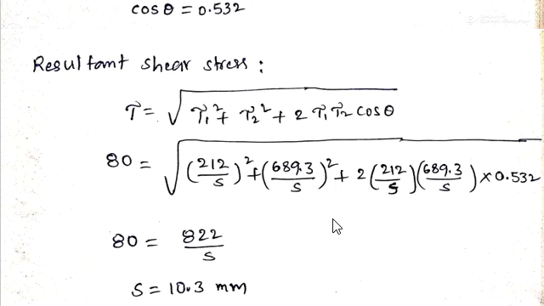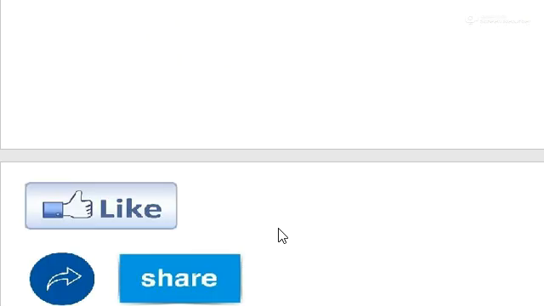If you simplify that, we equate this resultant shear stress to the maximum allowable shear stress, that is 80, to maintain equilibrium or to avoid failure. So we are equating to the allowable shear stress in the weld section or weld material. If we simplify that, we get the size of the weld as 10.3 mm. So this is the way to solve this kind of questions.